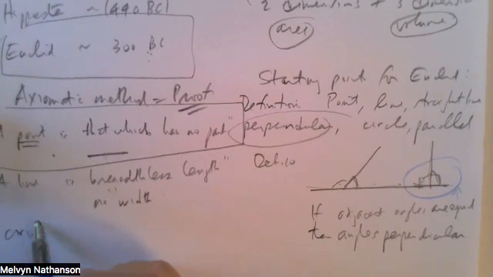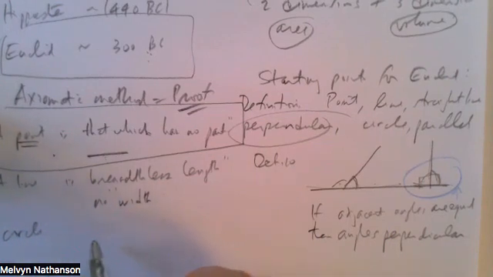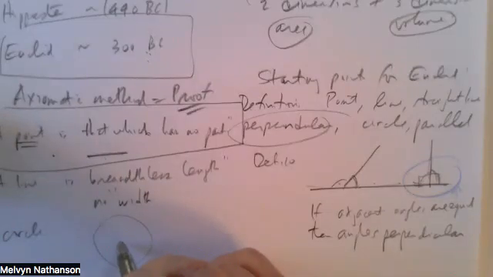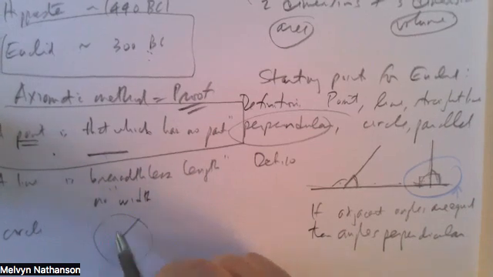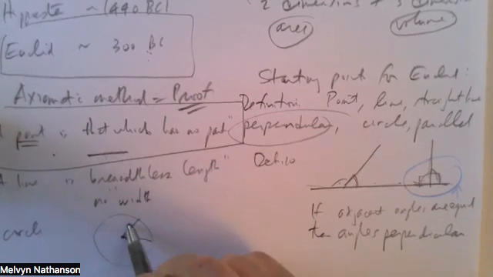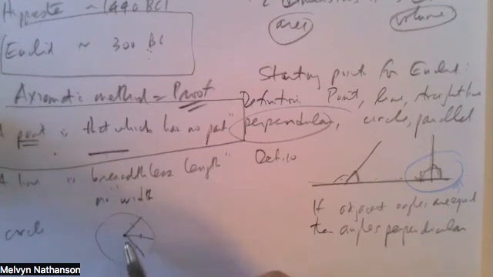What is a circle? A circle, this is the definition in Euclid, is a plane figure where there's some fixed point, and if you take any line segment from that point to the figure, all these lines have the same length. So we would say this is a circle, this is the center and this is the radius.